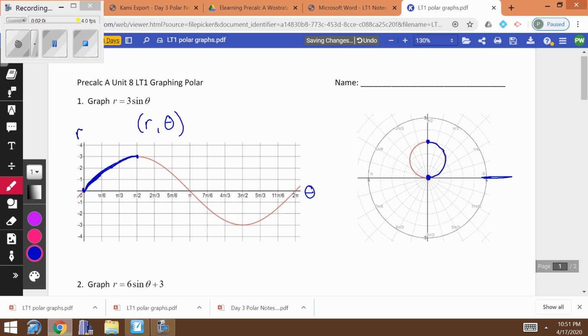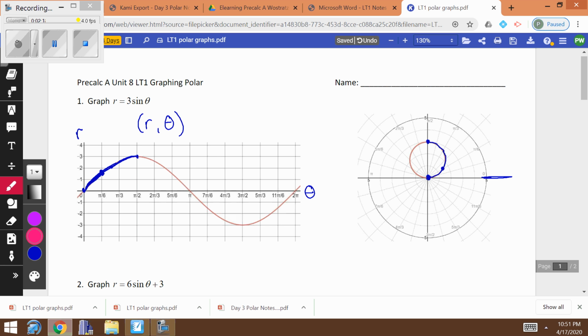If we look really at pi over 6, we can see on our rectangular graph, we have a point at pi over 6 and 1.5. Again, if I look along my pi over 6, notice we do have a point here at 1.5 as well. Just to think about what's happening.